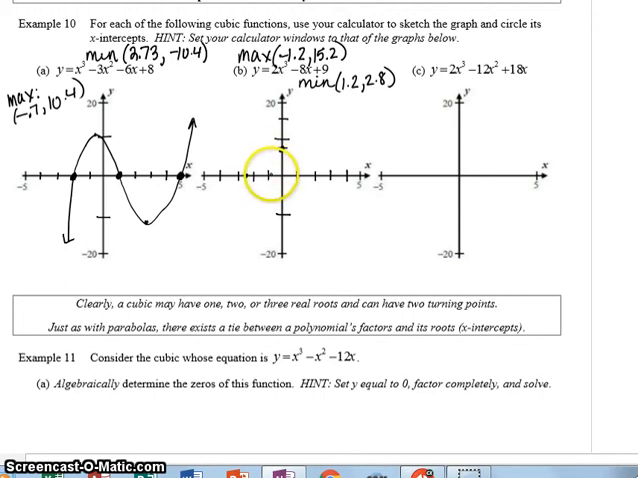All right, the max is at negative 1.2, 15.2. So I get this little graph right here. And then it has a min at 1.2 and up 2.8. So it's not really that high right there. So then I have a min that goes like this.